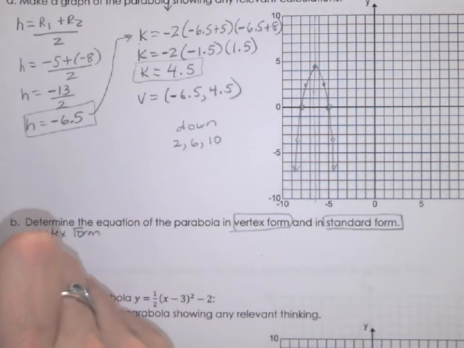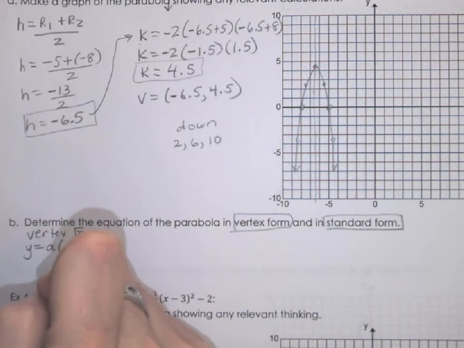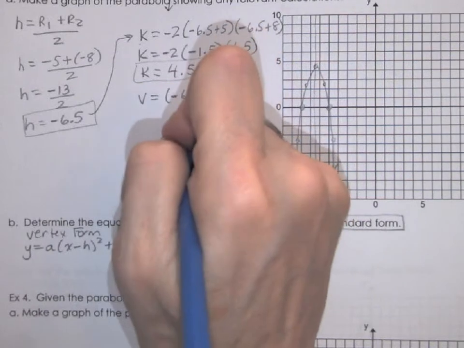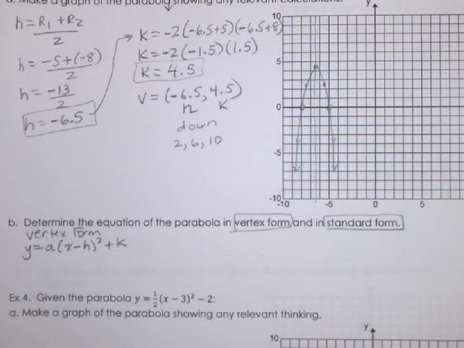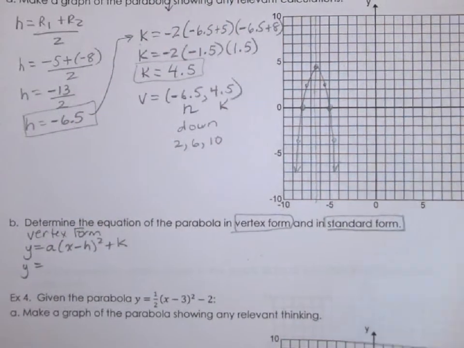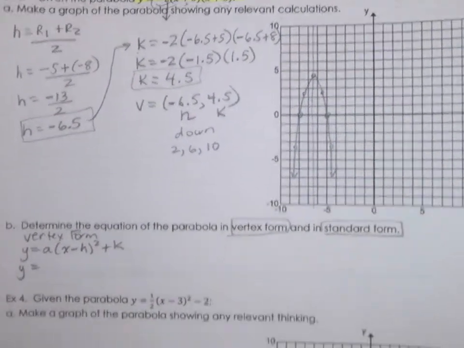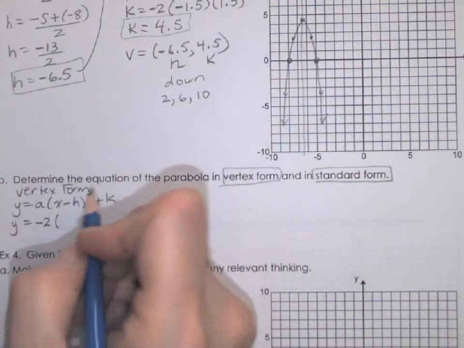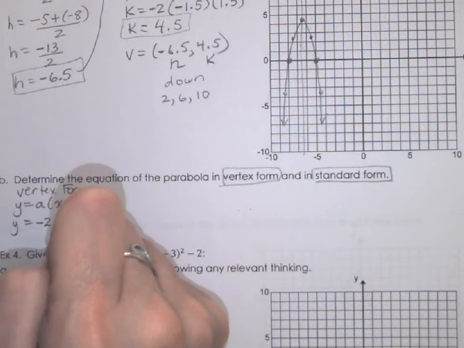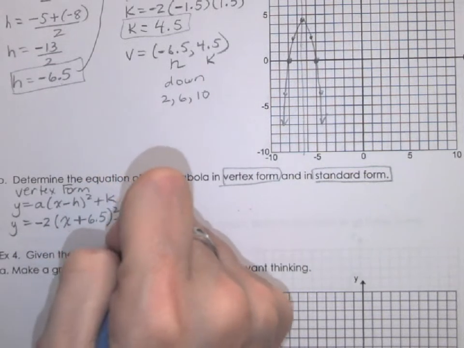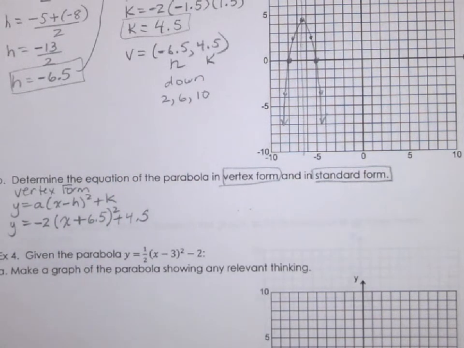So the general equation for vertex form is y equals a(x minus h) squared plus k. And this is our h, and that's our k. And we know a is going to be the same for all of them. It's going to be -2 way up here at the start. So a is still going to be -2. And then we have x minus negative 6.5, that's going to become x plus 6.5 squared plus 4.5. So there's our vertex form done.